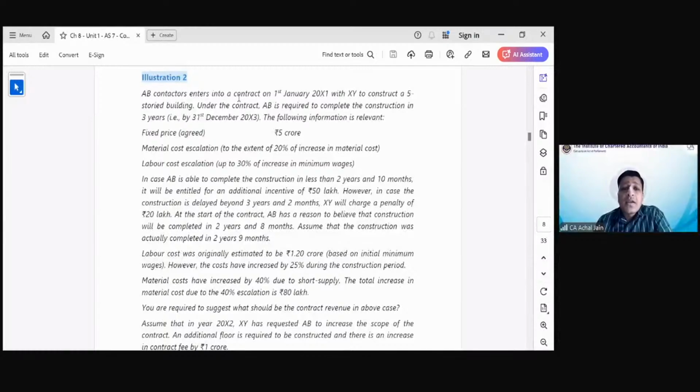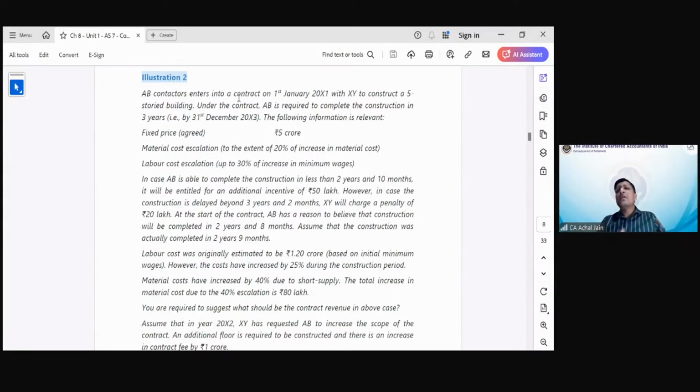Material costs have increased by 40% due to short supply. Total increase in material cost due to the 40% escalation is 80 lakhs. Now, you are required to suggest what should be the amount of contract that you can recognize as revenue.